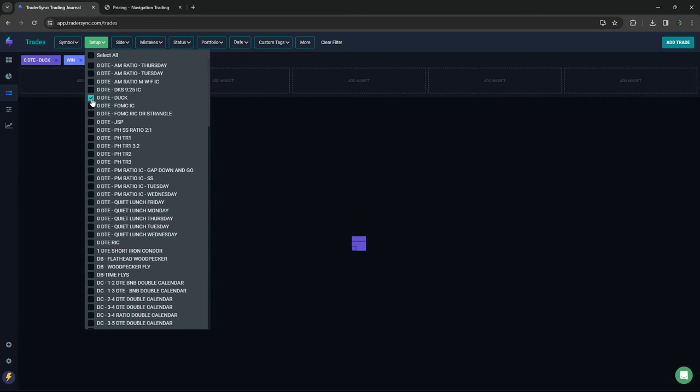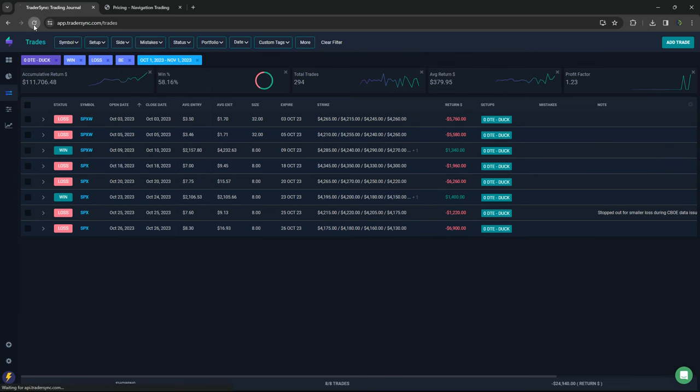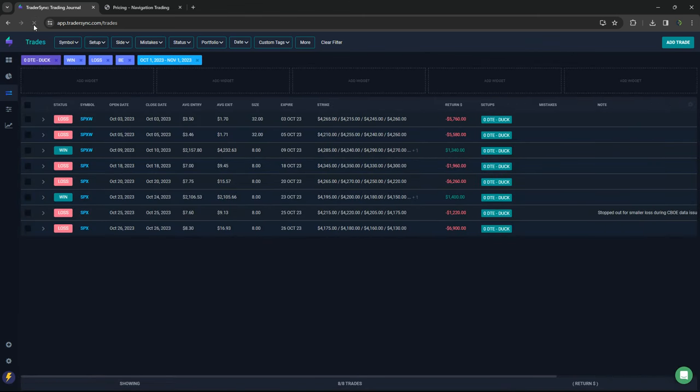Zero DTE ducks. So this is a strategy that I ended up killing going forward at this time. I still think it's a good strategy, but based on the criteria and what happened on the days that I traded, it just has really struggled. So you can see almost $25,000 loss on zero DTE ducks for the month of October.